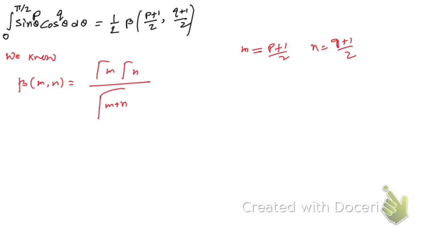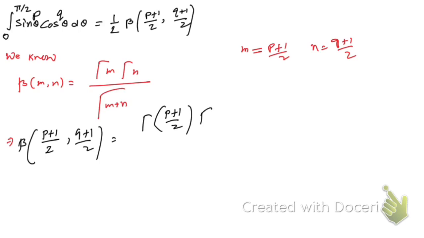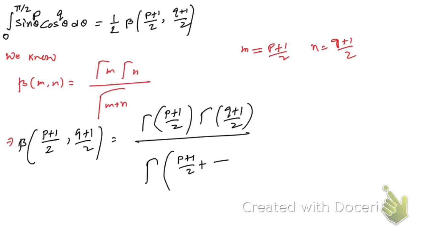So what we're going to have: beta of (p plus 1) by 2, comma (q plus 1) by 2 is equal to gamma function of (p plus 1) by 2, and gamma of (q plus 1) by 2, divided by gamma function of m plus n, which means (p plus 1) by 2 plus (q plus 1) by 2, and if you take LCM, that's equal to (p plus q plus 2) divided by 2. So that will be the result.